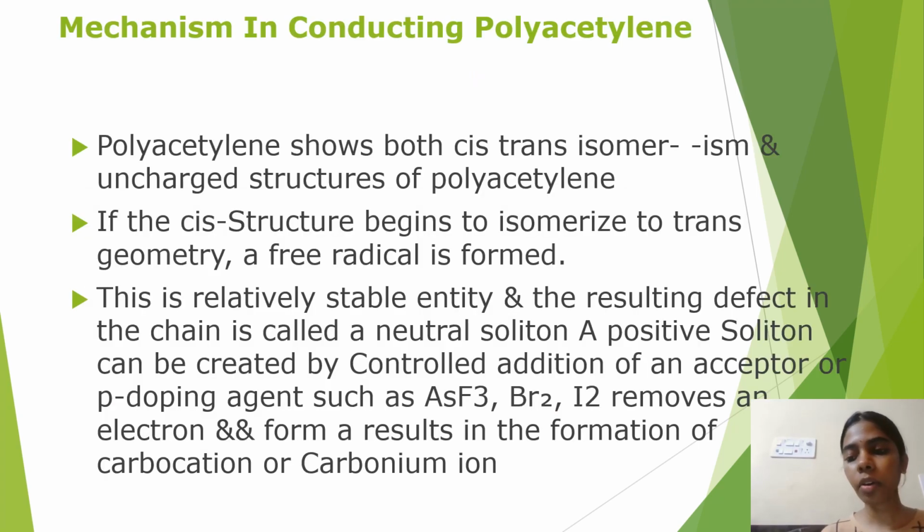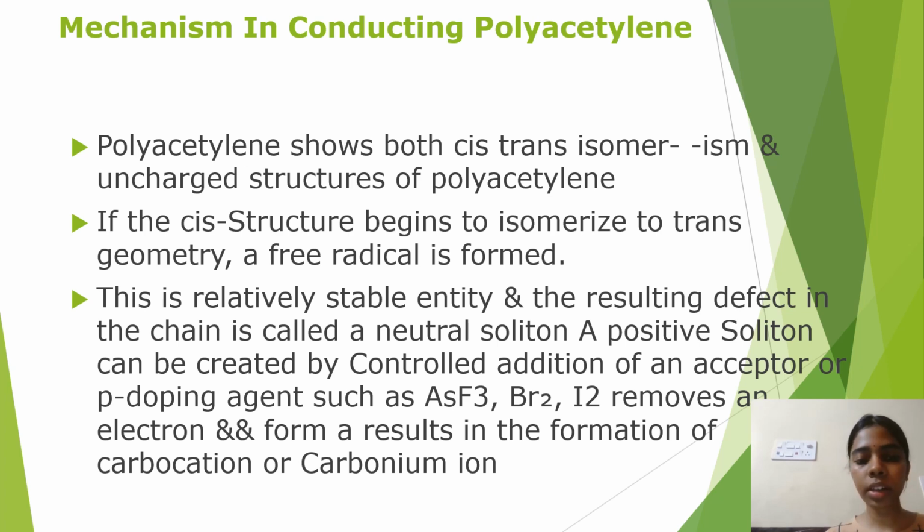Mechanism in conducting polyacetylene. Polyacetylene shows both cis-trans isomerism and uncharged structures. If the cis structure begins to isomerize to trans geometry, a free radical is formed. This is a relatively stable entity, and the resulting defect in the chain is called a neutral soliton.